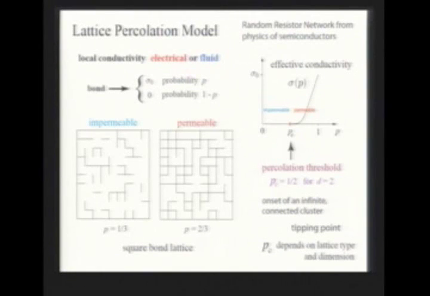So these path lengths, sort of on average, or these open clusters grow, and there's a critical point, the percolation threshold, where they finally diverge, and you get pathways through the medium. And one can rigorously show that that's 1/2 for a 2D square lattice.